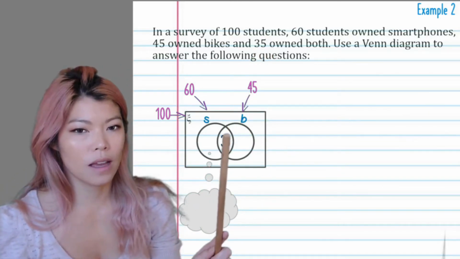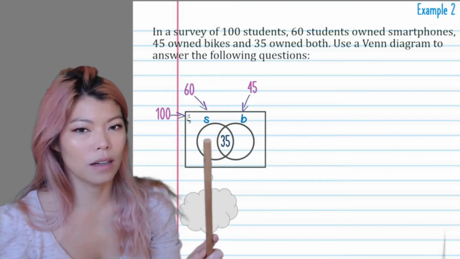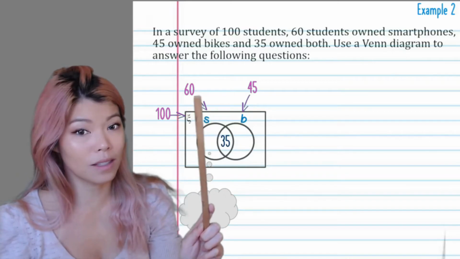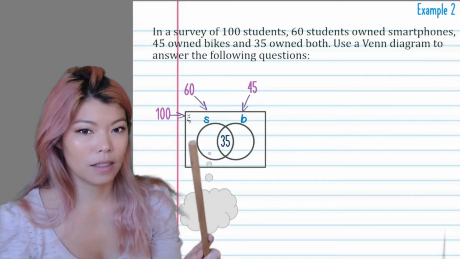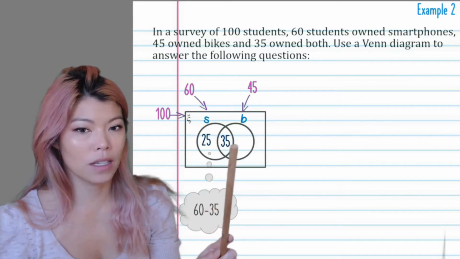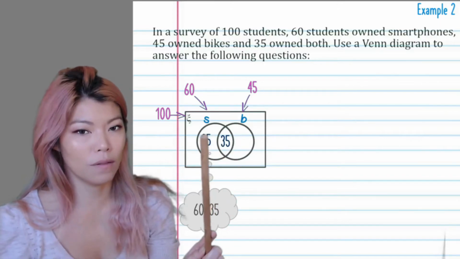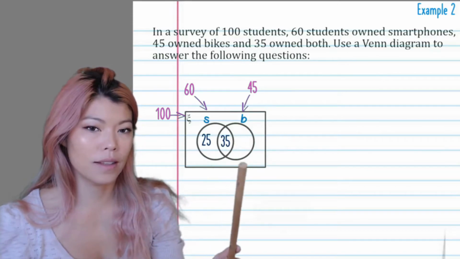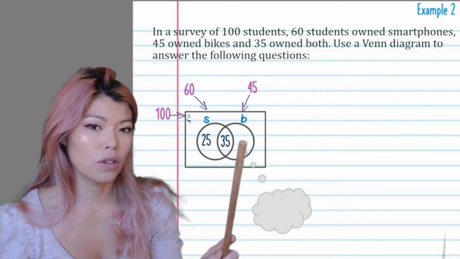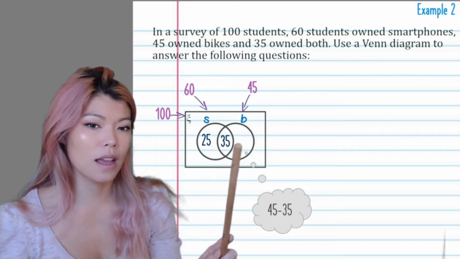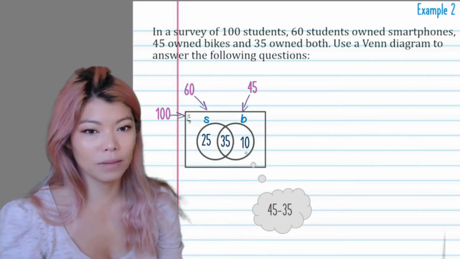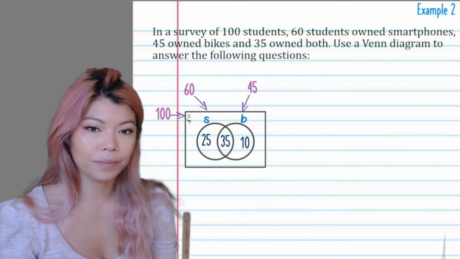Then we think what goes into this space here. Well, we know from the really well organized numbers that we put, the 60 is the circle, so 60 minus 35 would give us the 25. Likewise, we can see that the 45 adds up to this circle, so we know straight away that that space there is 10. See how handy the numbers out there are? Make sure you label it like so.